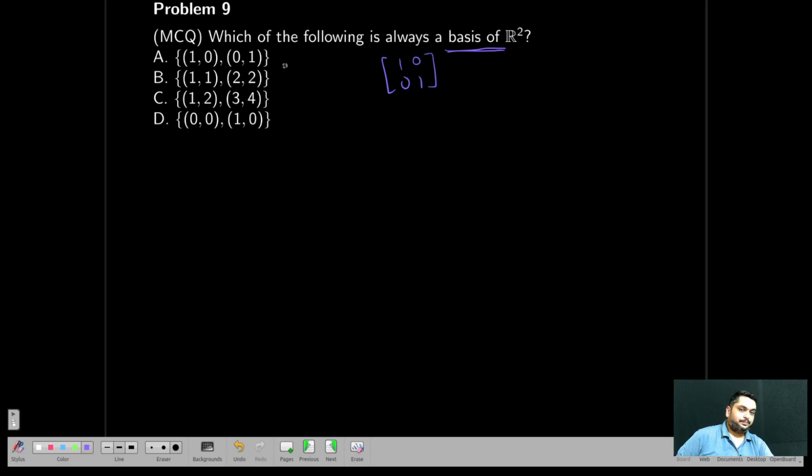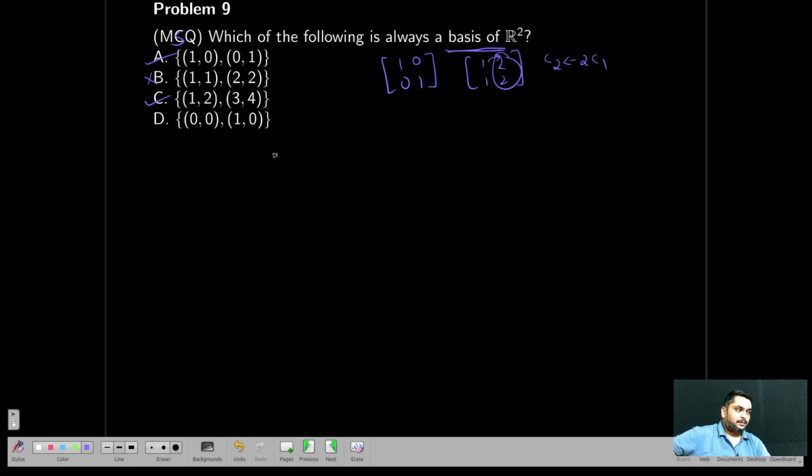This will give me independent vectors. Then B, 1 1 2 2. They are dependent, right? Column 2 is equal to 2 times C1. So this is dependent, so it cannot form the basis. Basis means it should only contain independent columns or independent rows. 1, 2, 3, 4, so this is also independent.